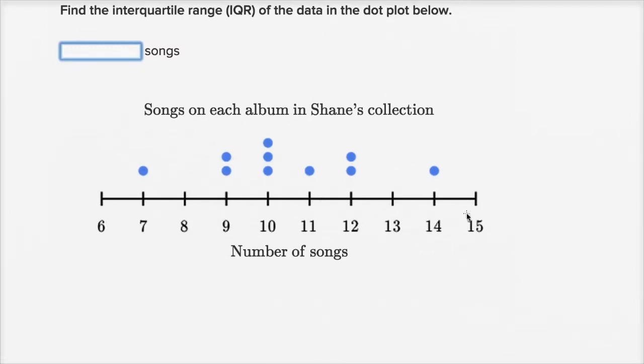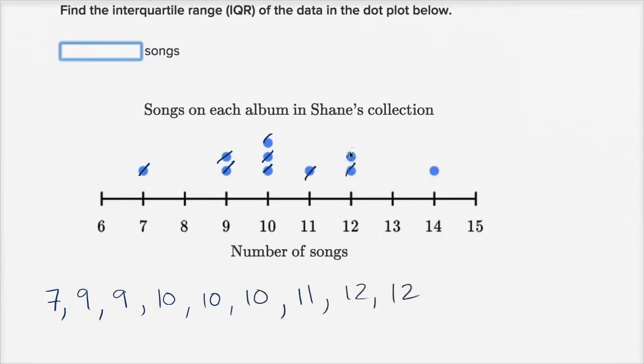So this is just representing the data in a different way, but we could write this again as an ordered list. So let's do that. We have one album with 7 songs, so we have a 7. We have 2 albums with 9 songs, so we have 2 9s. Then we have 3 10s: 10, 10, 10. Then we have an 11. We have 2 12s. And then finally we have an album with 14 songs.